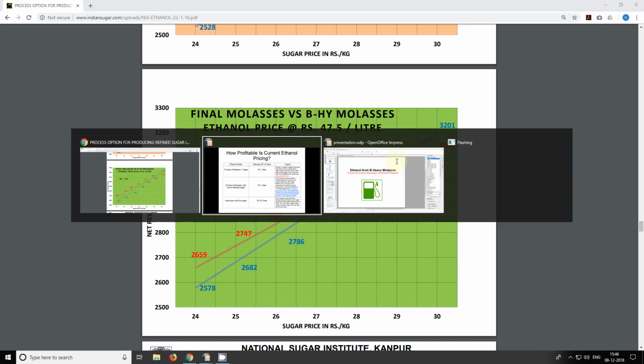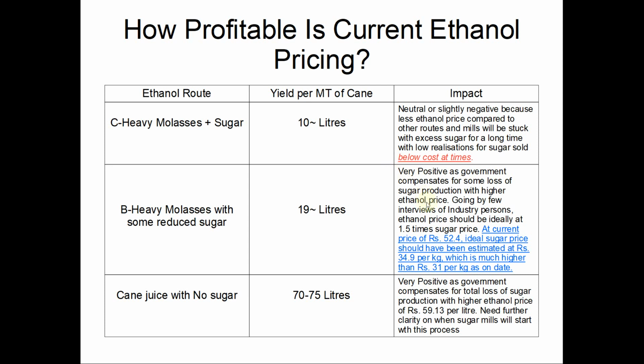But now for B-heavy based ethanol, the price is ₹52.4 per liter. And as per these calculations, the ideal sugar equivalent should be ₹32 to 32.5 per kg. Also, if you had seen many industry persons' interviews, they had mentioned ethanol price should be ideally kept at 1.5 times sugar price. At the current price of ₹52.4 per liter, the ideal sugar price in that case works out close to ₹35 per kg. Whereas the average sugar price for the 2018 season is roughly ₹31 per kg.